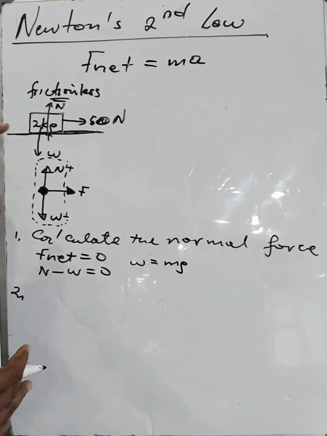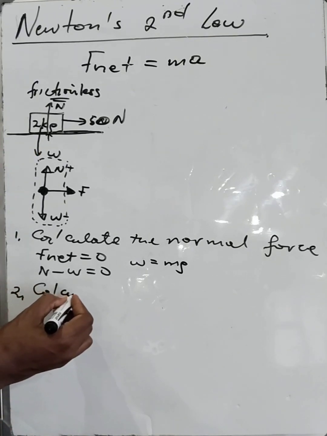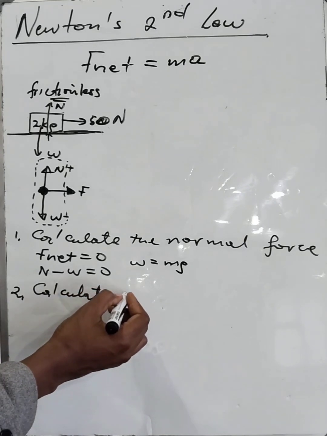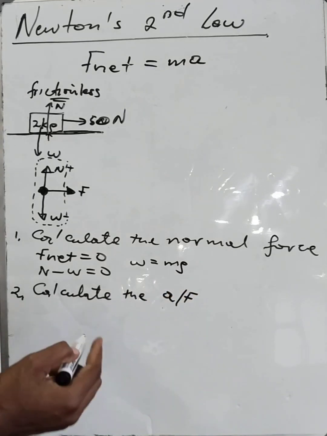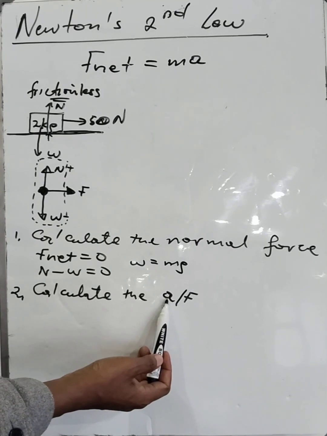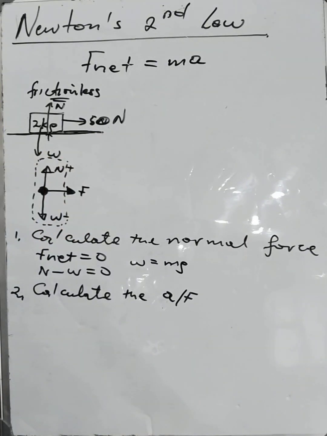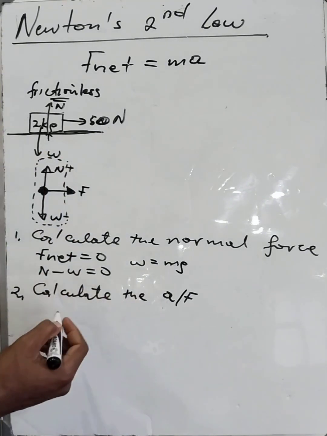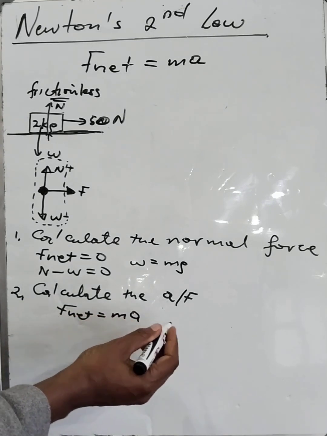Another question that can be asked on a free body diagram like this one is to calculate either the acceleration or the force applied. Which means you'll be given maybe the force applied, then you are required to calculate net force or acceleration, or you are given the acceleration and required to calculate the F applied. In this case, the acceleration is already given, so we need the acceleration. So the formula will be this one. F net is equal to ma.